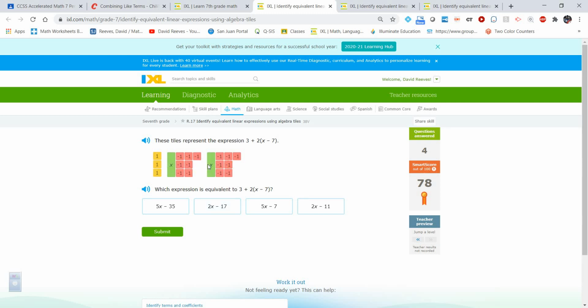All right, so I've got this x here and this x here. That's going to give me 2 x's. And then these 3 positives are going to cancel off with 3 of the negatives, leaving me, let's see, 4 plus 7 is 11. So I get 2x minus 11. Oh, it's not going to let me go to another level. I guess I can't get to the challenge zone this time.